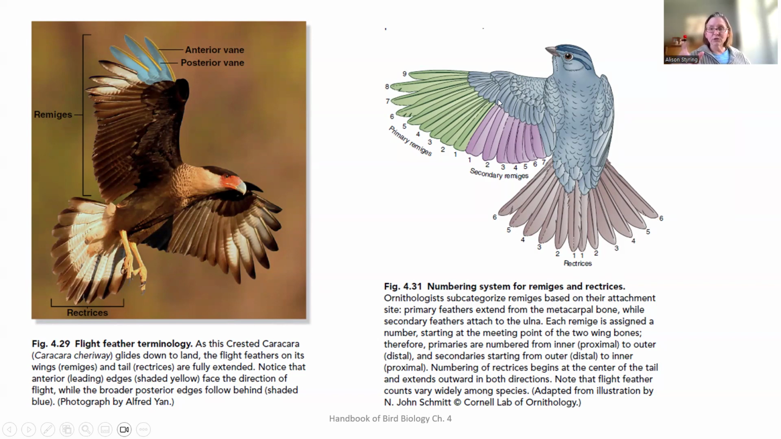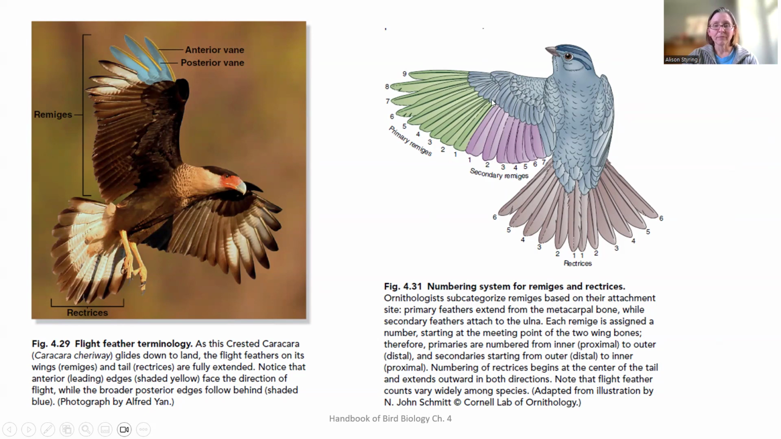For the remiges, there are 2 sets, and whether they're called a primary, which are these outermost remiges, or a secondary, which are these innermost remiges, has to do with what bone of the forelimb the feathers are attaching to. The primaries attach to the equivalent of the wrist bone of the bird. And the secondaries attach to the forearm. And again, we number them from this center point right here.